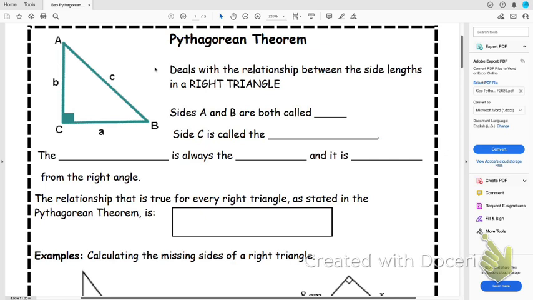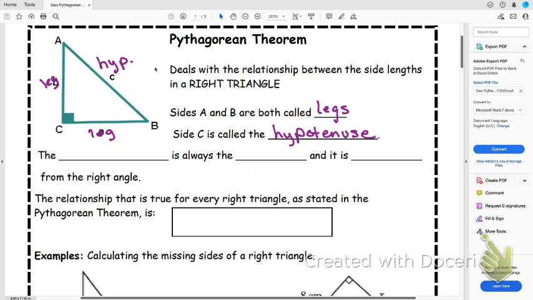So the Pythagorean Theorem deals with the relationship between the side lengths of a right triangle. Side A and B are both called legs. So this is a leg, and this is a leg. Side C is called the hypotenuse. You will usually see me just write HYP. Okay.